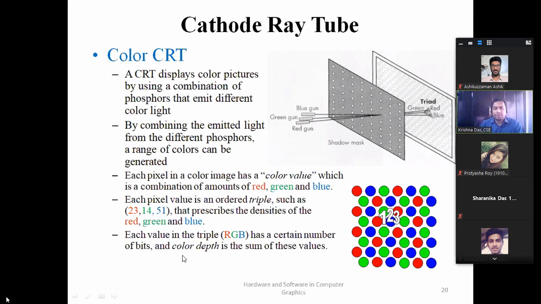But whenever we go to color depth, that depth is related to the number of bits, the number of bits with the memory. So that is slightly different, not the same thing: color depth and color value. Color value is the triplet value, the intensity of red, green, and blue. Color depth is the number of colors a display can produce, and that number is related to the bits. So in one pixel, the memory allocated is related to the color depth.